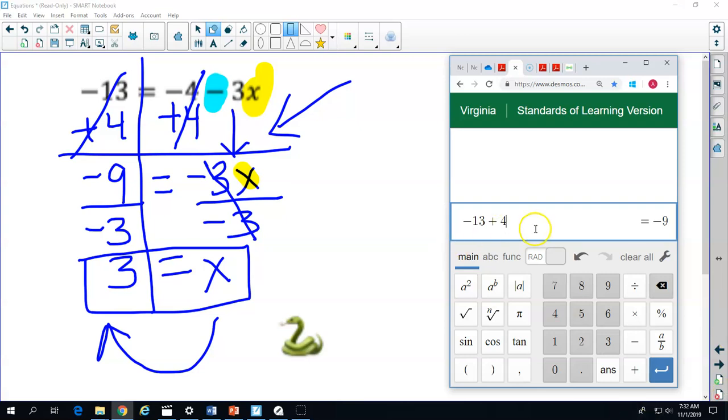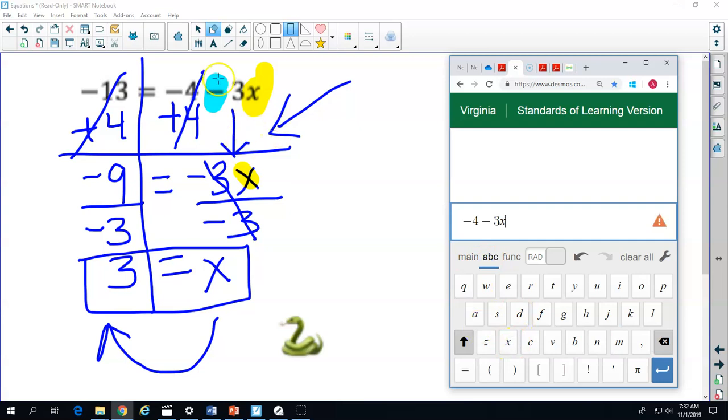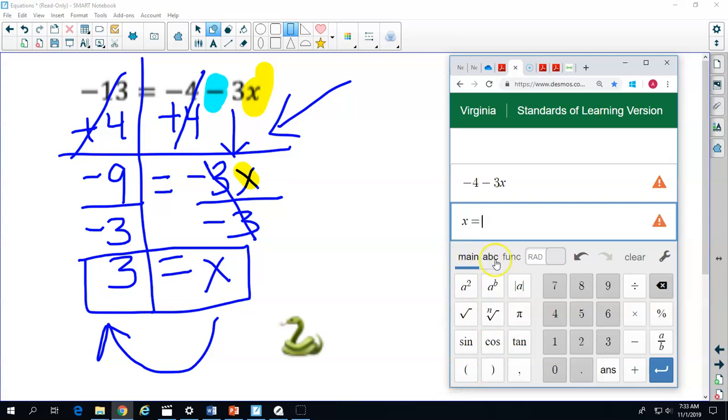And I can check this in my Desmos, and this will be good for checking because in case you forget to bring down the negative here, in case you just bring down 3x, you're going to get the wrong answer, and then you'll know by using your Desmos to check. So this time I'm going to put in the right side, negative 4 minus 3x is our expression, and I'm going to put in 3 and see if I get negative 13. So x is equal to 3. And yes, I got the negative 13. That's what I'm trying to get over here.